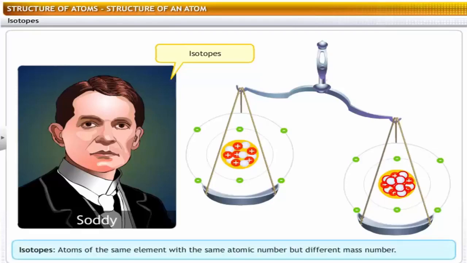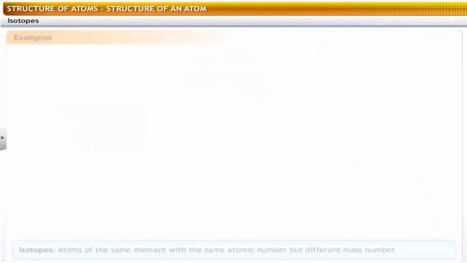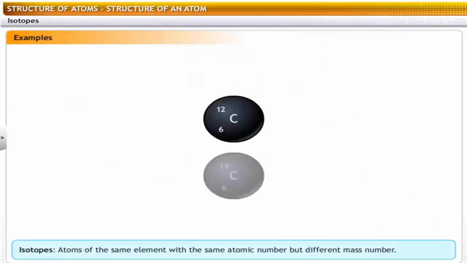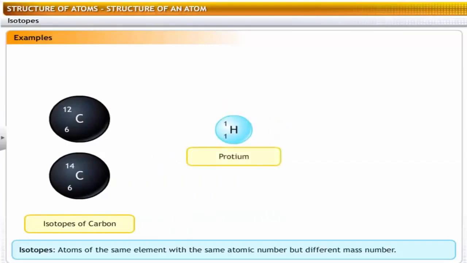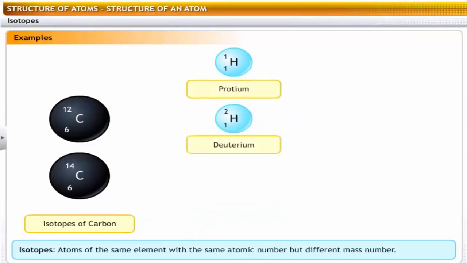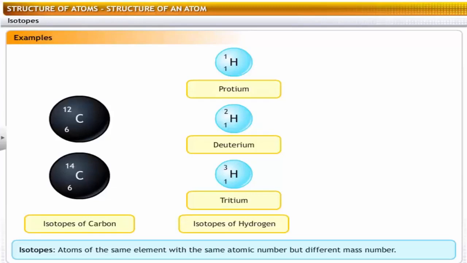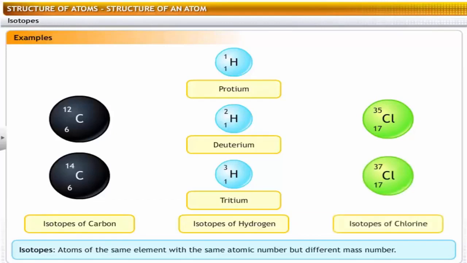Thus, isotopes are atoms of the same element with the same atomic number but a different atomic mass. The valency of isotopes is the same. Isotopes of the same element differ in their physical properties. For example, 12C6 and 14C6 are isotopes of carbon. 1H1 protium, 2H1 deuterium, and 3H1 tritium are isotopes of hydrogen. 35Cl17 and 37Cl17 are isotopes of chlorine.